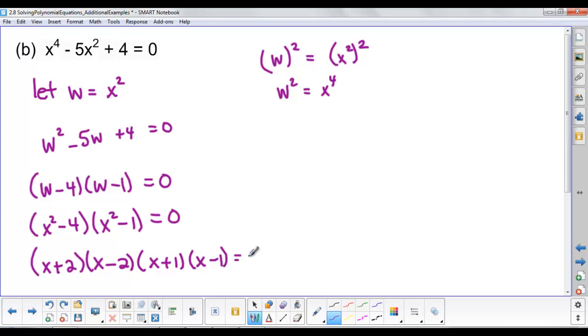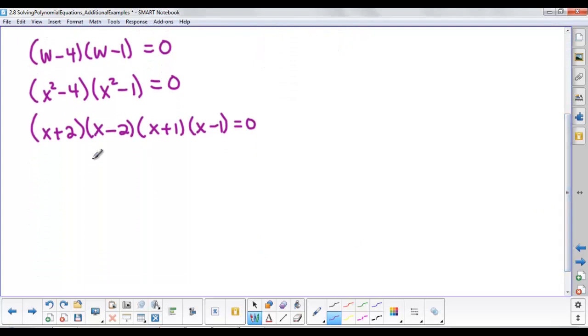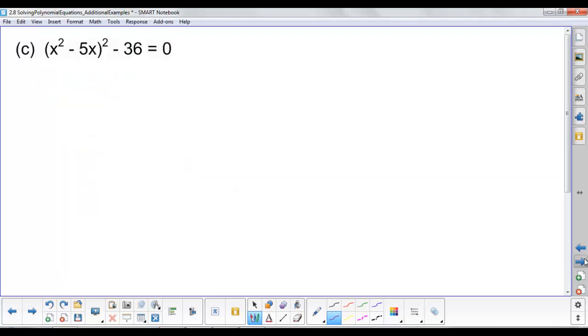And again, we're fully factored on the left side, so I'm going to set each bracket equal to 0 and solve. So with the first two brackets, I know that x can be either positive or negative 2, and looking at the last two brackets, x is equal to either positive or negative 1. So we do have 4 distinct roots there. Alright, we'll move on to example C.